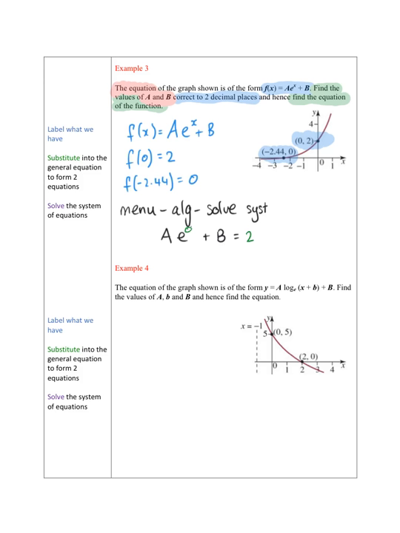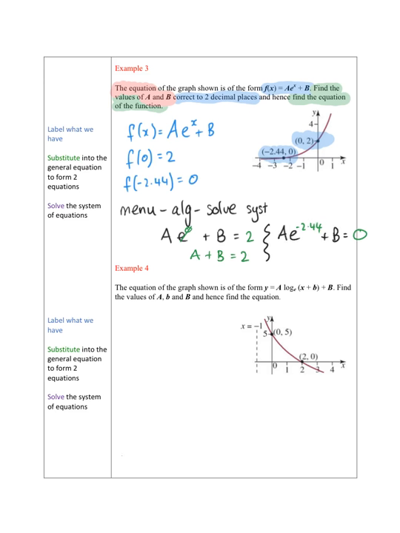We've said that e to the 0 is 1, and so we might conclude that a plus b equals 2. We also know that whenever I sub in negative 2.44, we'll get 0. So the second equation we can solve is a e to the negative 2.44 plus b equals 0. This can easily be solved in your calculator.